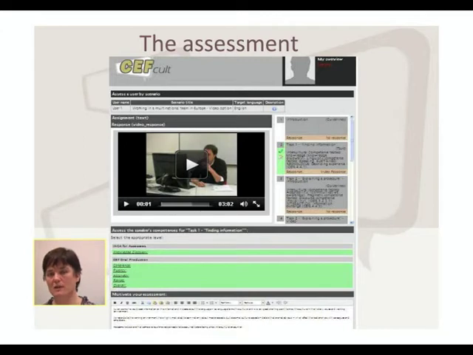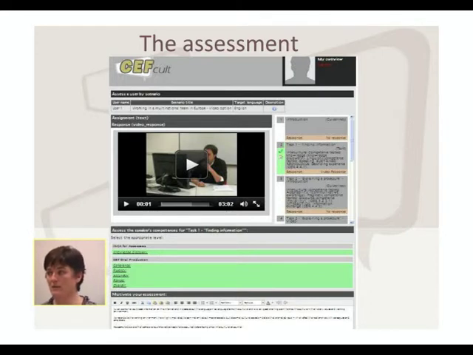Once the user has finished recording their production, they will invite other users to assess their samples. If you want to assess somebody else's sample, this is what you will get. You can see in the center of the assessment tool the video clip of the user completing the task. On the right-hand side, you can see the list of tasks that make up the scenario and whether they have already been assessed or not.